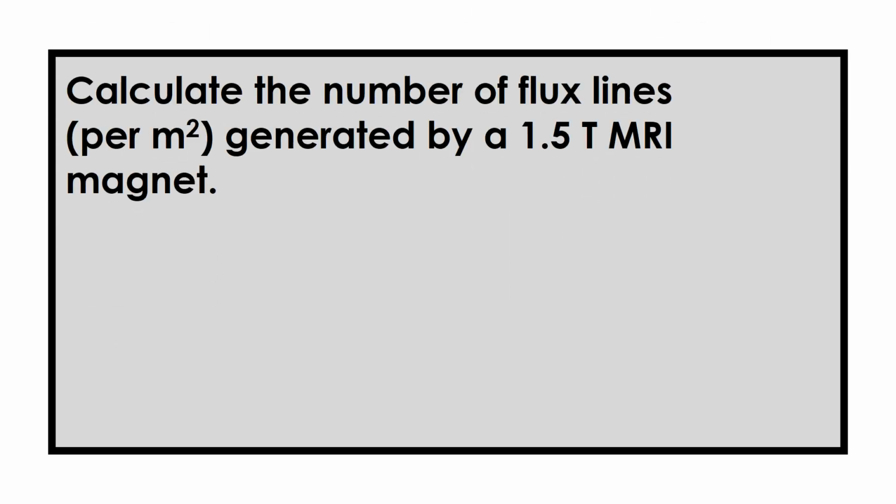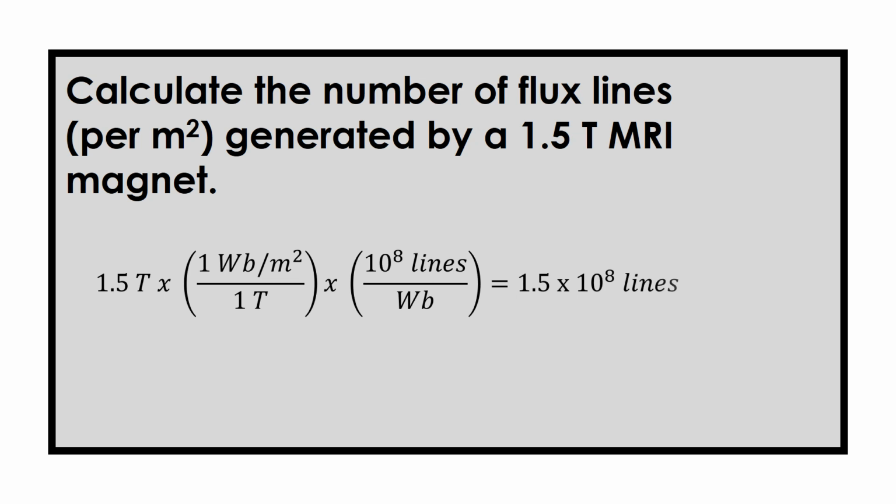So here's an example to make sure that we understand the relationship between these units and measurements. Calculate the number of flux lines per square meter generated by a 1.5 T MRI magnet. You've never seen this before, so let me show you what the math looks like. We'll start with the known variable, which is 1.5 Tesla. We'll take 1.5 Tesla and convert it to Weber. The conversion between Tesla and Weber is 1 Weber per square meter over 1 Tesla.